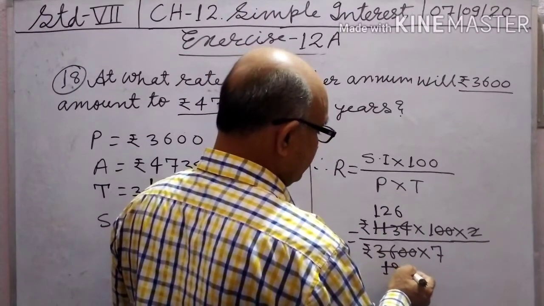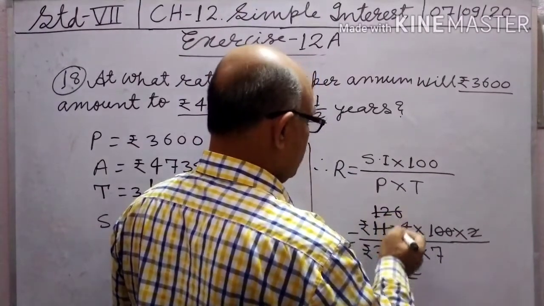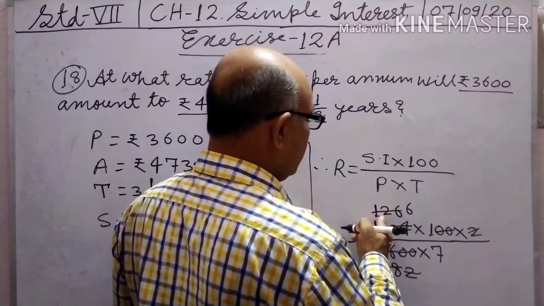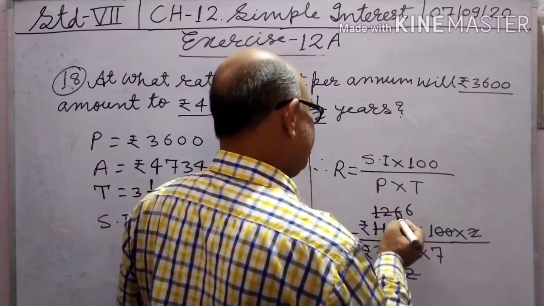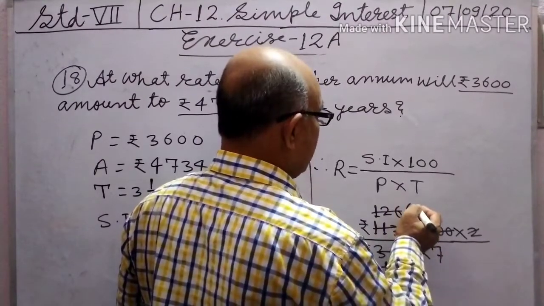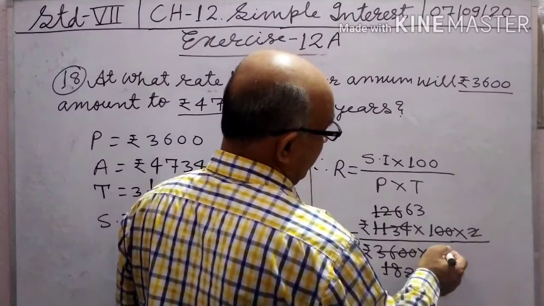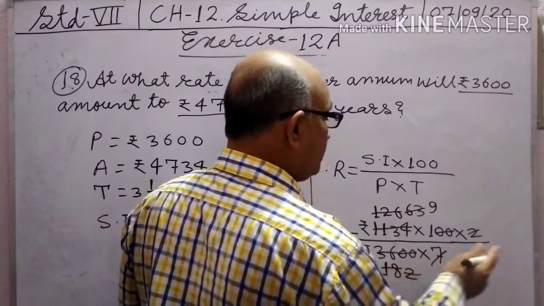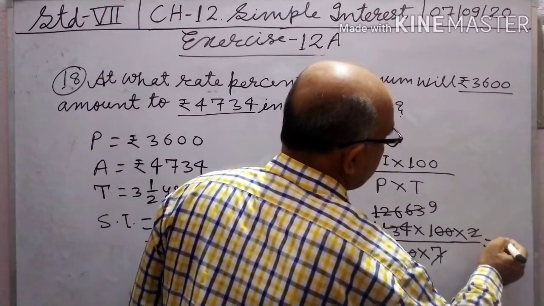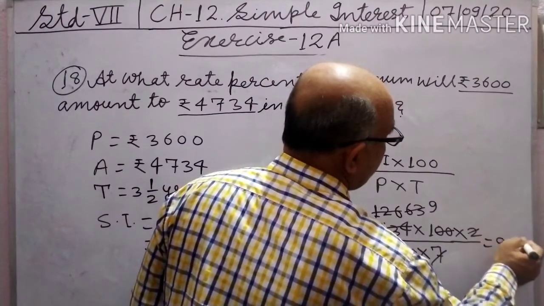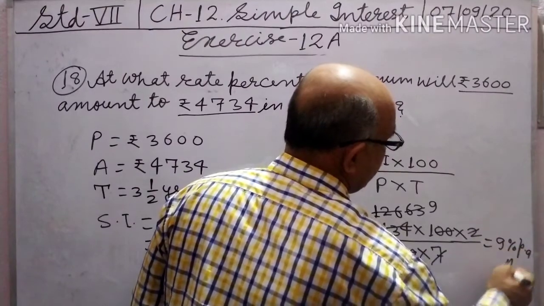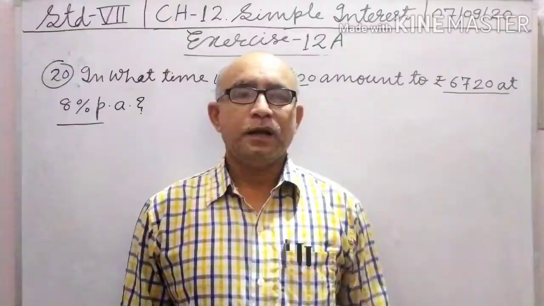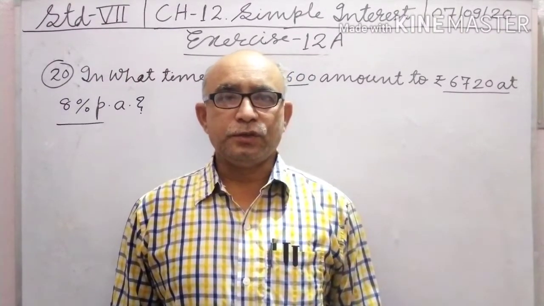Now 2 times. 2 sixes are 12. 2 sixes are 12 and 3, 2 threes are 6. 7 nines are 63, equal to 9% per annum, answer of this question. Understand it, right? Students, next question is question number 20.